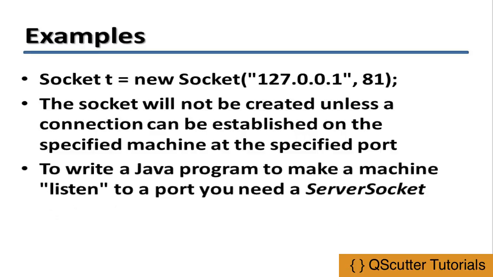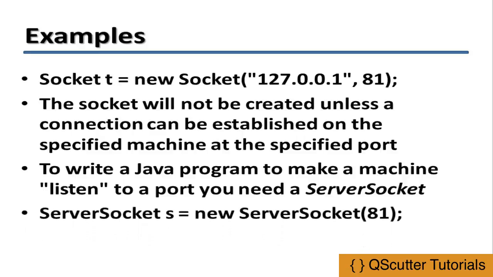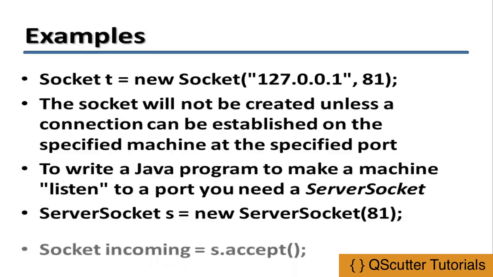To write a Java program and to make a machine listen to a port, you need a ServerSocket, so that the ServerSocket would be able to manage that port, and then you would be able to listen to that port. And we can create that ServerSocket by using ServerSocket s = new ServerSocket(81), and 81 is the port number which we are going to manage with that.